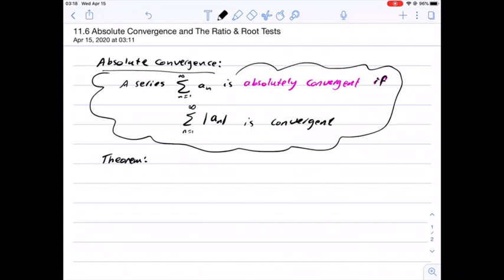And we have an important result here. It's a theorem that says if a series is absolutely convergent, then it's convergent.